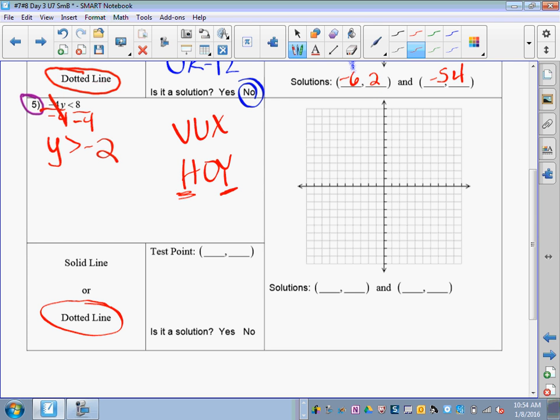So let's go ahead and graph this. Now we know it's a dotted line, and it's at y equals negative 2. So I go where y is negative 2. So here's negative 2. I'm going to draw my line through there. And again, it should be a dotted line.